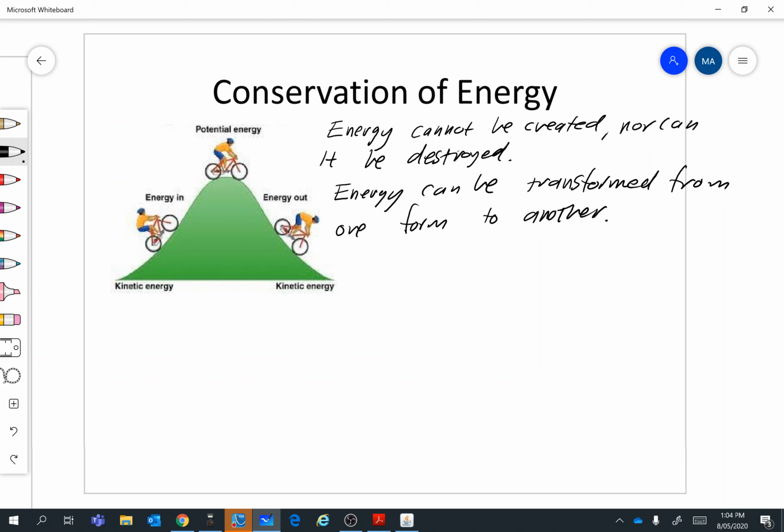Righto. So I'm going to give you guys a couple to consider. This one here with the person riding up the hill and down again. Oh, that's not very good. But a person riding a bike up a hill. Okay, can you detail the energy transformations that occur in that situation?